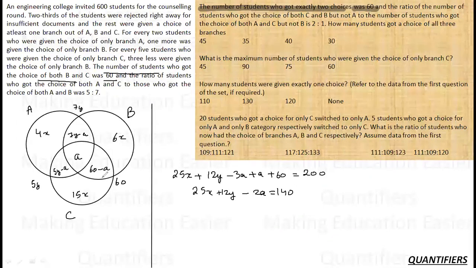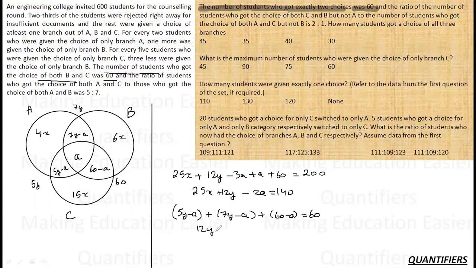Now what else is given? Exactly 2 is 60, which means 5y minus a plus 7y minus a plus 60 minus a is equal to 60. Exactly 2 is 60. Okay, done. Now 12y minus 3a is equal to 0, or I can say that 3a is equal to 12y, or a is equal to 4y. This is what I can conclude, that a is 4y.